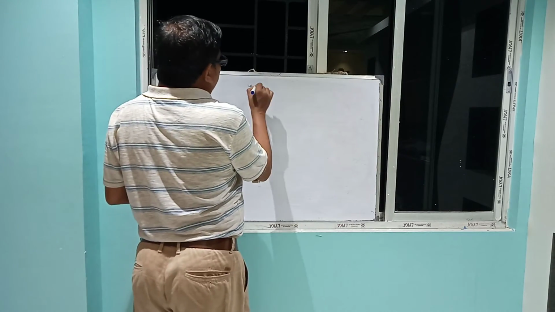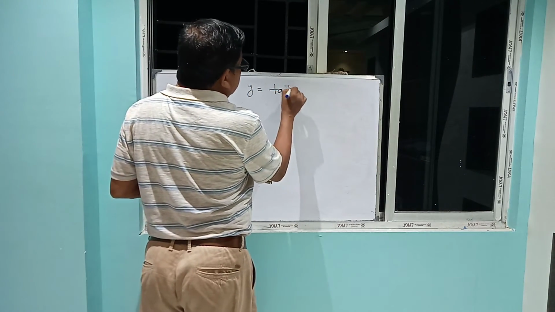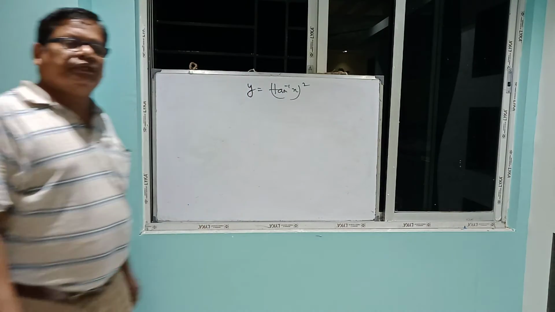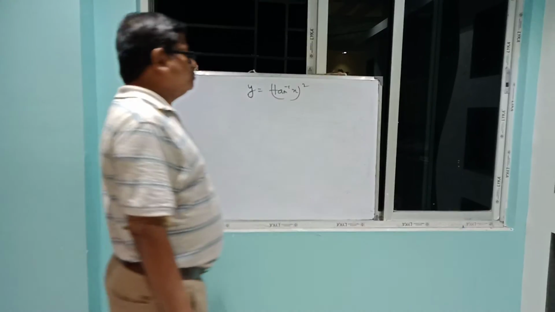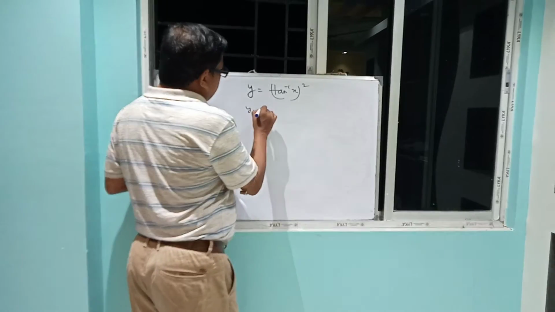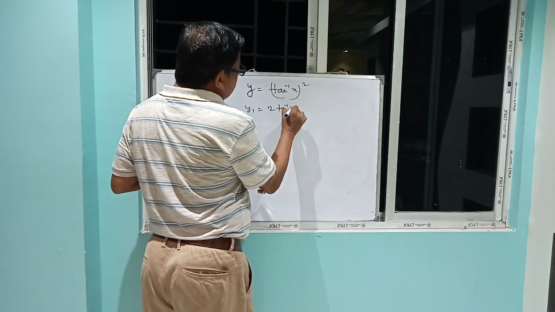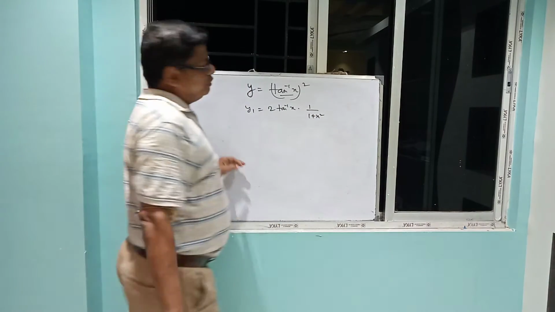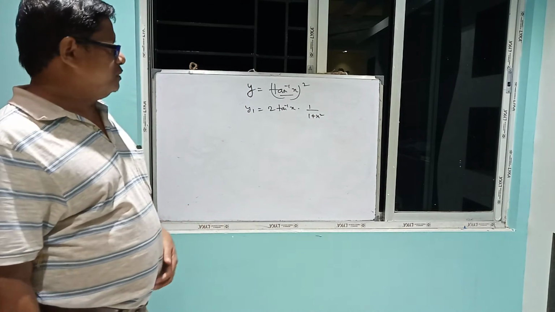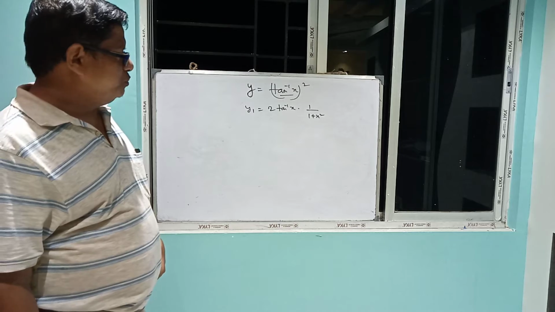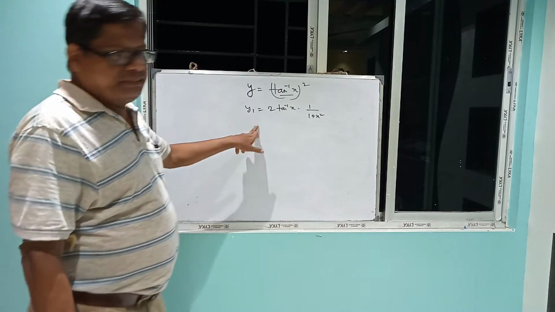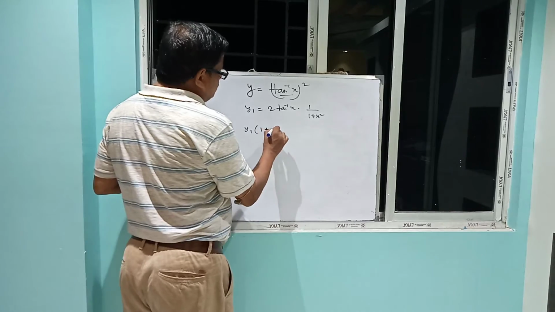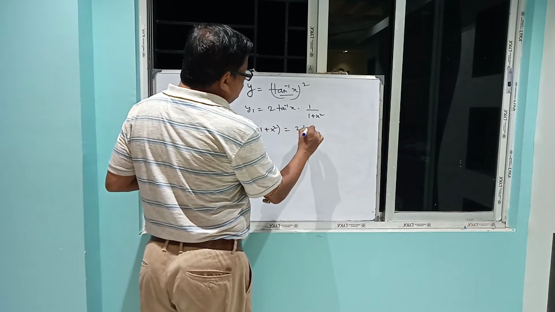Suppose y equals (tan inverse x) whole square. So y1 equals 2 tan inverse x times the derivative of tan inverse, which is 1 by 1 plus x square. Now, the root is not there, so there is no need to square both sides, just cross multiply. So y1 (1 plus x square) equals 2 tan inverse x.